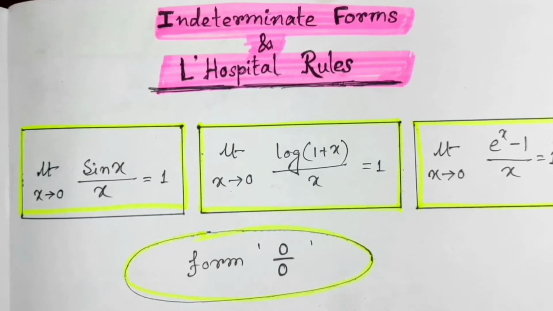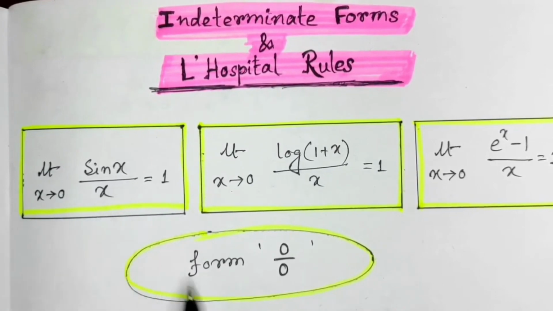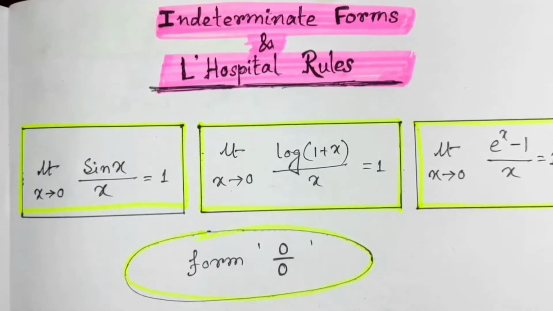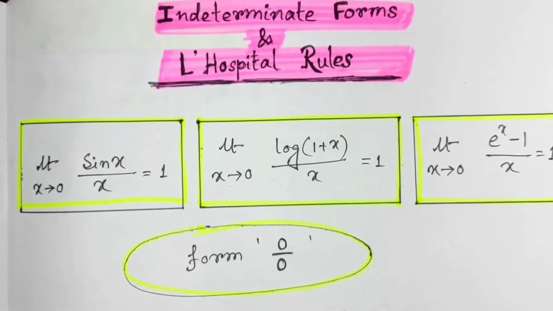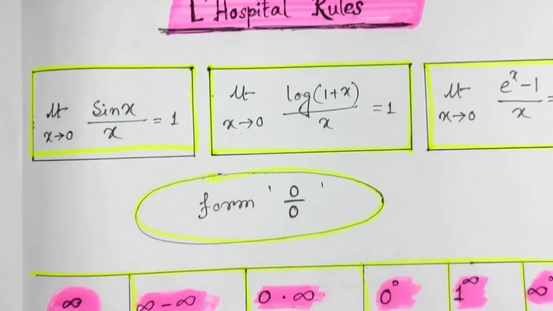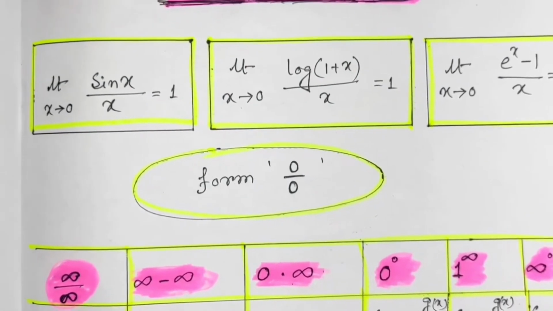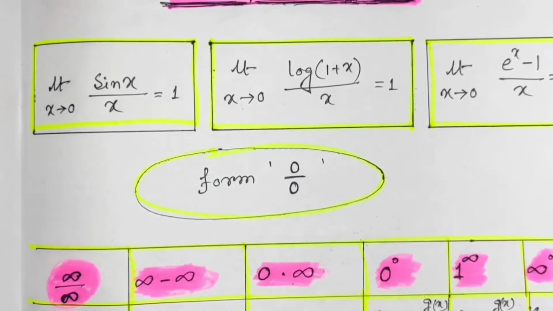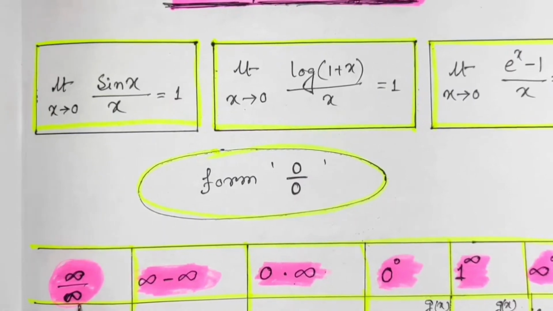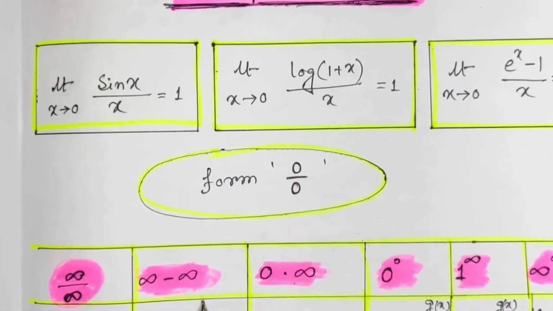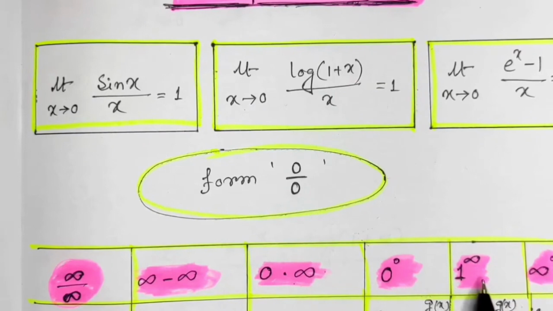So indeterminate form means the denominator is 0 and the numerator is 0, so it is in the form of 0 by 0. If a function is in the form of 0 by 0, then it is called an indeterminate form. Not only 0 by 0 is an indeterminate form, but there are many more forms, such as infinity by infinity, infinity minus infinity, 0 into infinity, 0 to the power 0, 1 to the power infinity, or infinity to the power 0.